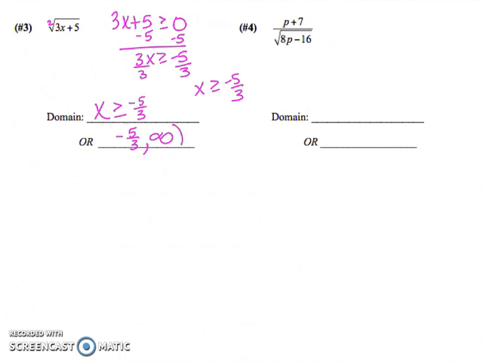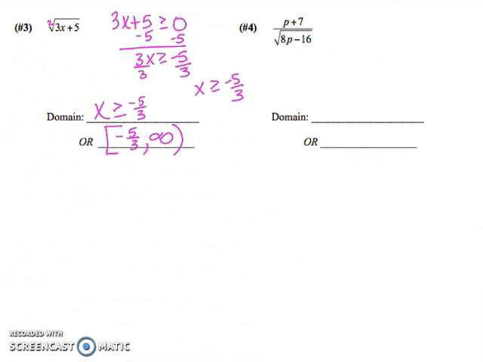So negative 5/3, comma, infinity. We know we're going to have a round bracket on the infinity. X can be negative 5/3. So if we want to include negative 5/3, we need to make sure we put a square bracket around negative 5/3.